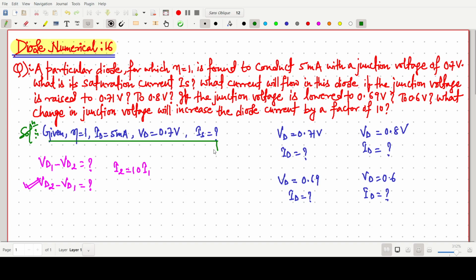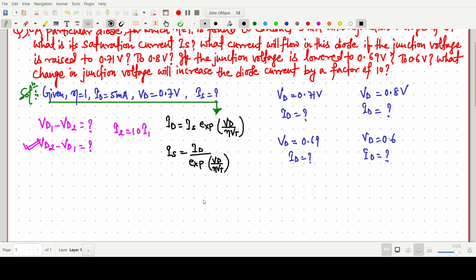This one is the data. From this data we can easily find the saturation current Is. For that purpose we write: ID, diode current, not drain, equals Is exp(VD by eta VT). Eta is given as 1, so one can also write the saturation current Is equals ID upon exp(VD by eta VT). A simple mathematical formula. Because ID is given, VD is given, everything is given, now only the calculation part remains.